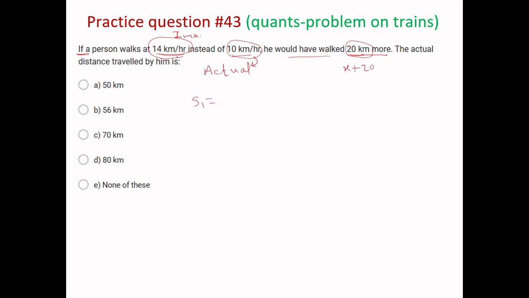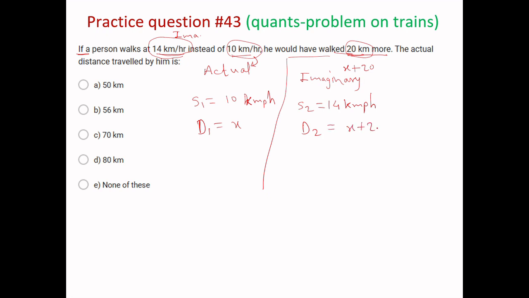Now speed is already given, actual and imaginary we will write here. So we will have two columns here, actual data and imaginary. In case of actual, S1 is 10 kmph. Then in case of imaginary, S2 will be 14 kmph. This is very clear. Now what about distance? If distance d1 is x, d2, the imaginary distance, would be 20 km more, so x plus 20.